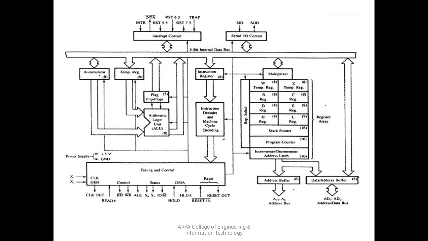Here the internal architecture of 8085 is shown in the figure. The data is sent through the serial input output control, as shown in the figure. It consists of SID and SOD. SID is used as the serial input device, SOD is used as the serial output device. The 8-bit data is provided to the 8-bit internal data bus, which is transmitted to the multiplexer, and through the multiplexer it is distributed between the general purpose registers.